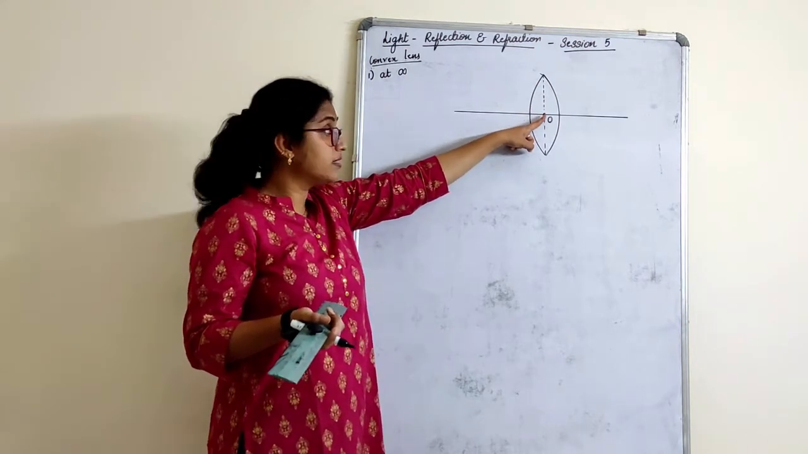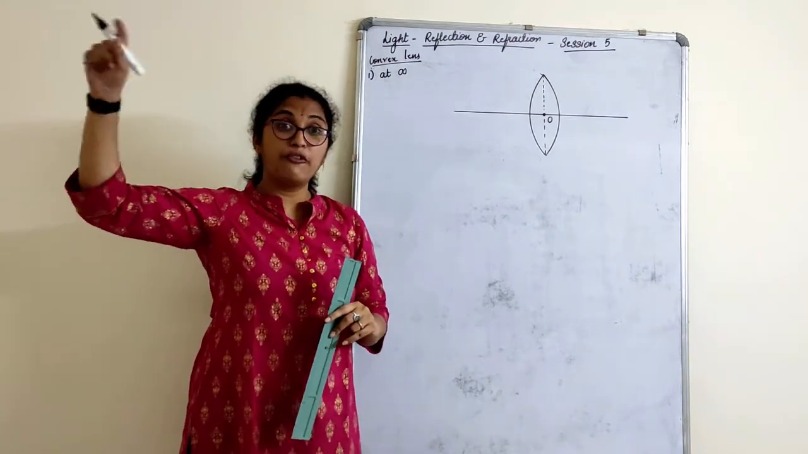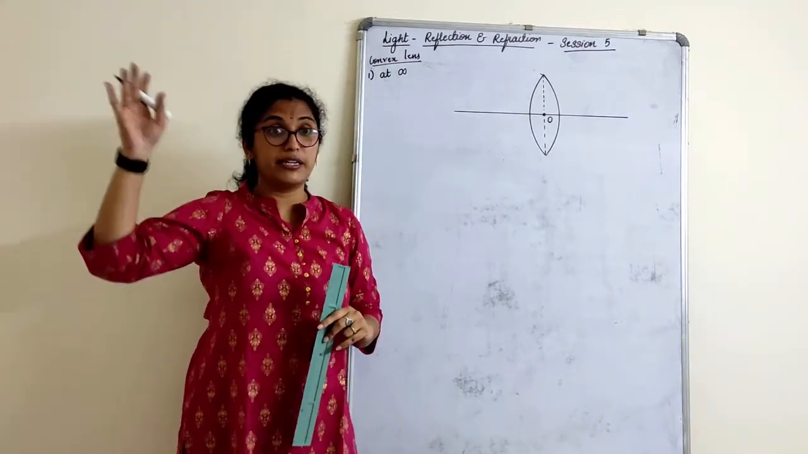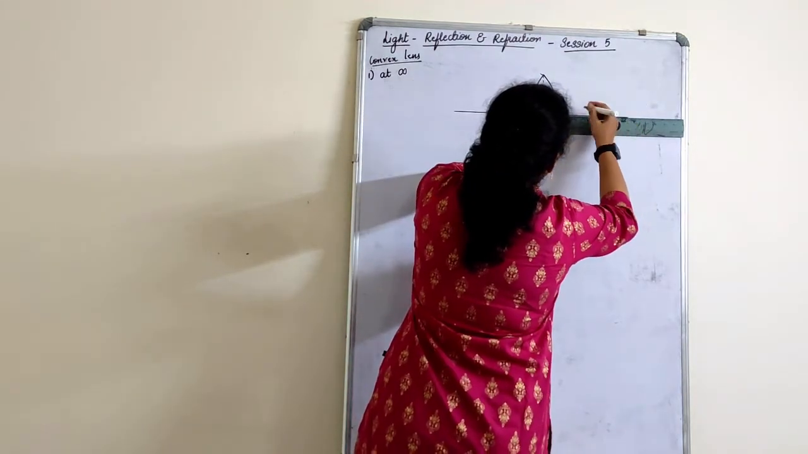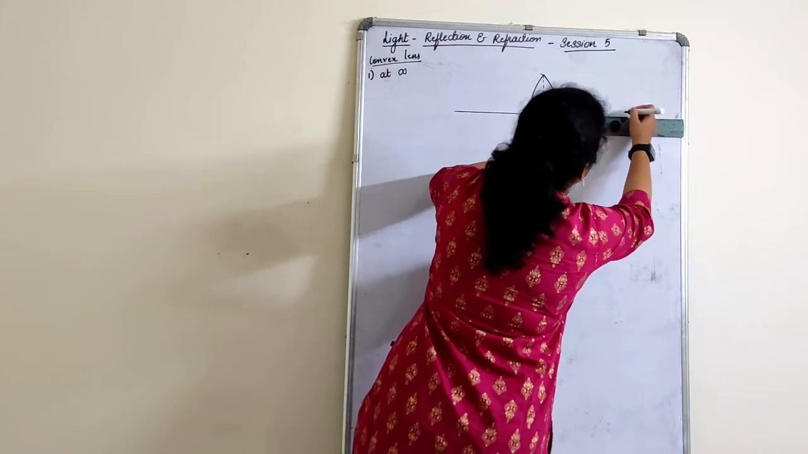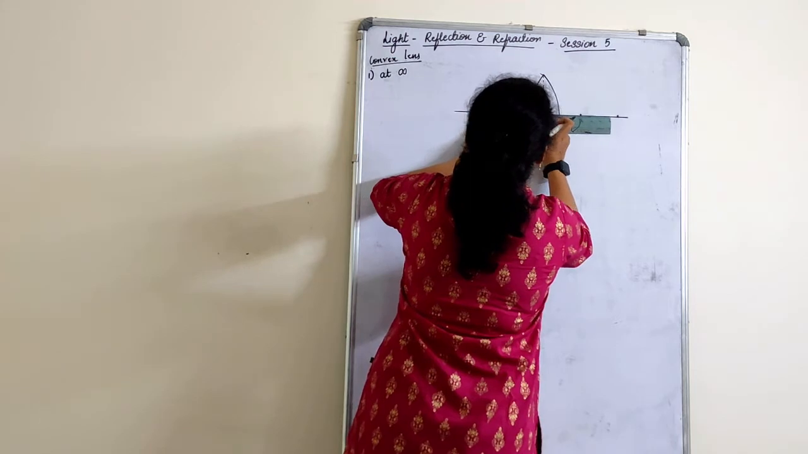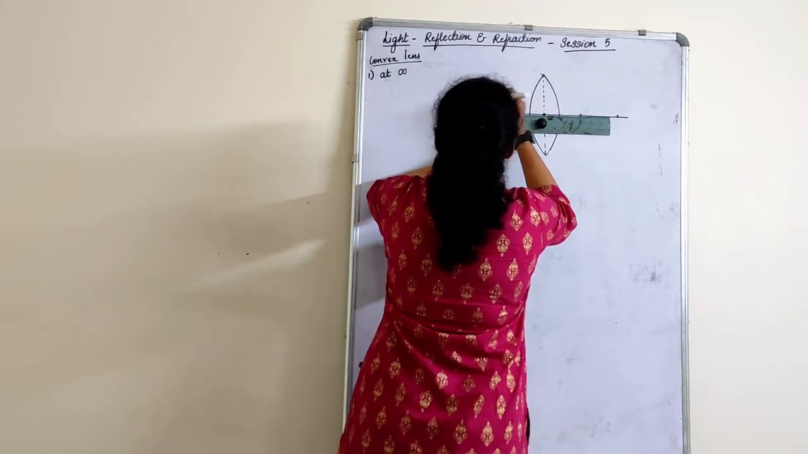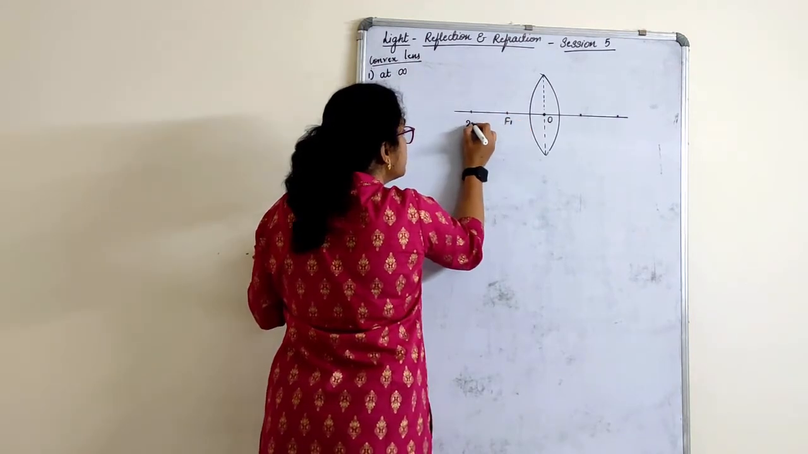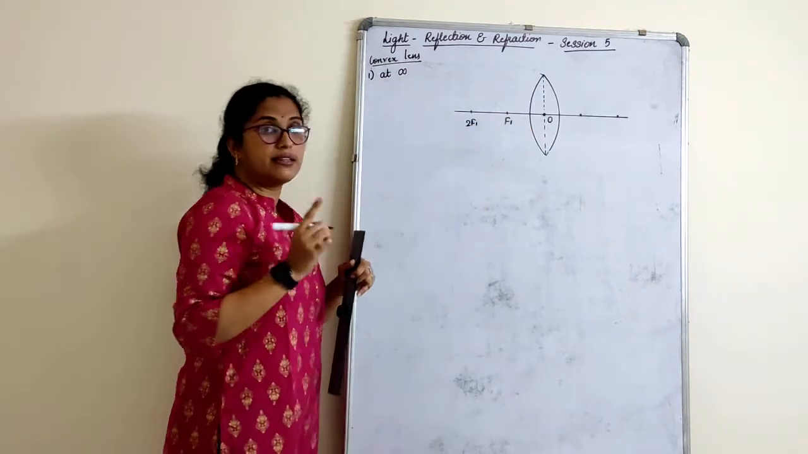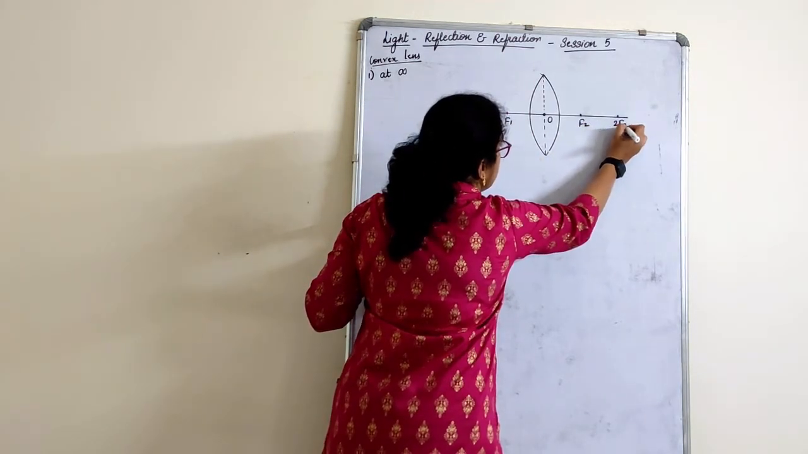From the optic center, mark focus on both the sides. How much to mark? Again, we remember 4 cm, 2 cm, 2 cm, what we have done. Use the same rule here, children. So 2 cm, 2 cm. Here also same thing. So 2 cm, 2 cm. So this is F1. This is twice F1. Marking, writing, must and should. This is F2. This is twice the F2.